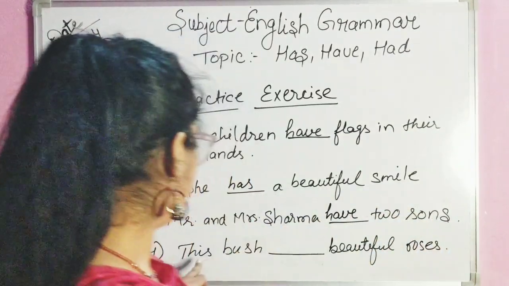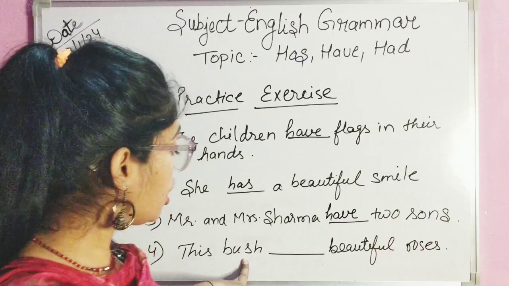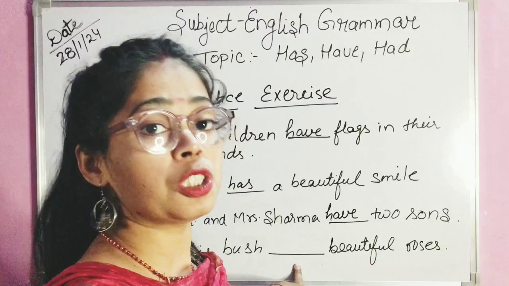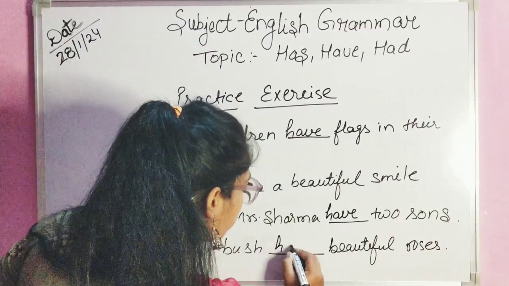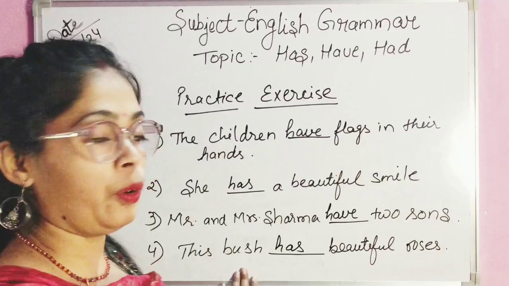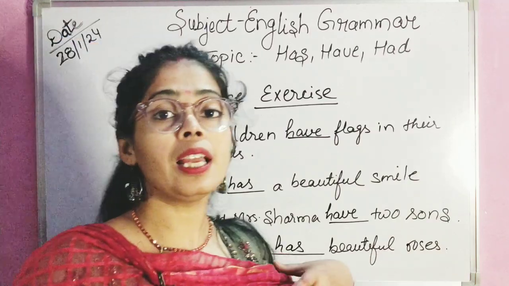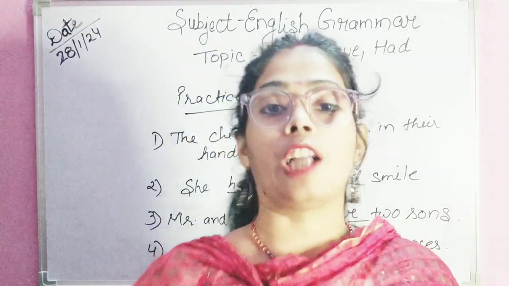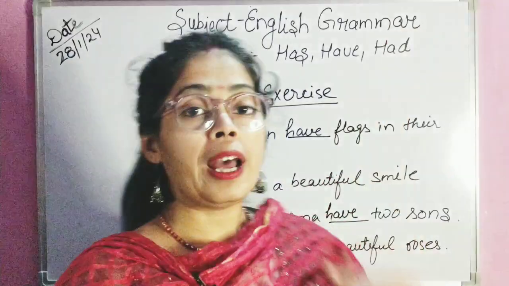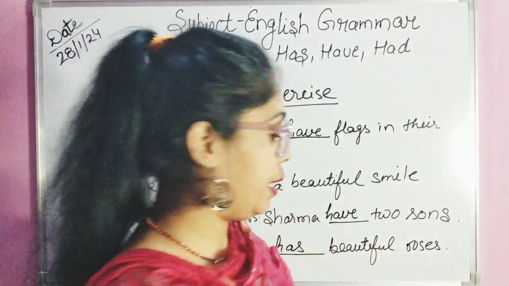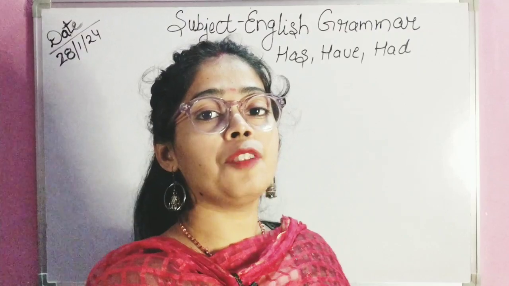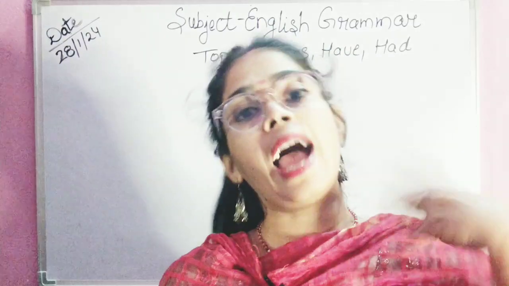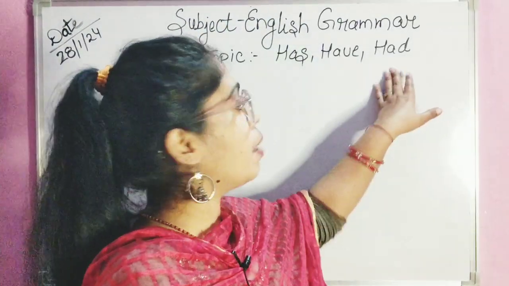Okay, very good, students. Next, this bush. This bush dash beautiful roses. What will come here? This bush has. Yes. Okay. This bush has beautiful roses. Okay. So, very good, students. Very nice. Your concept of has and have is clear. Now, we will move to had. When we use had. Okay. Very nice. So, students, you all have seen with some subjects we have used have, and with some subjects we have used has. Okay. So, now let's come to had.